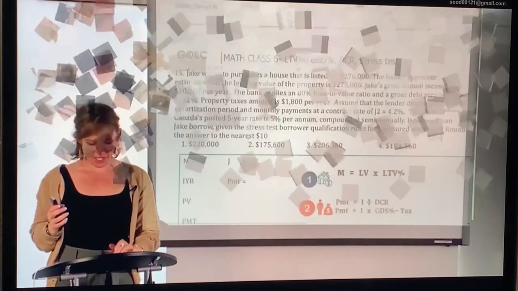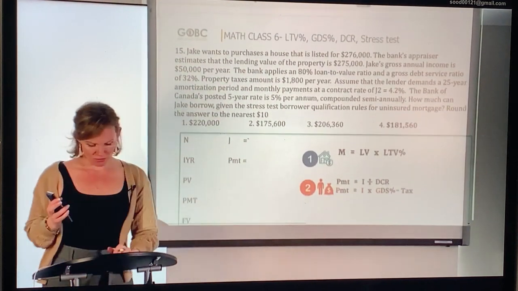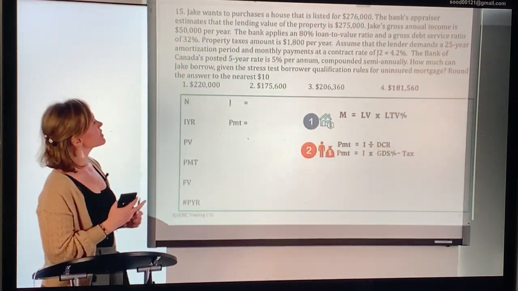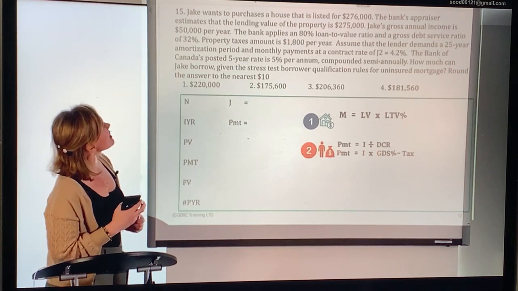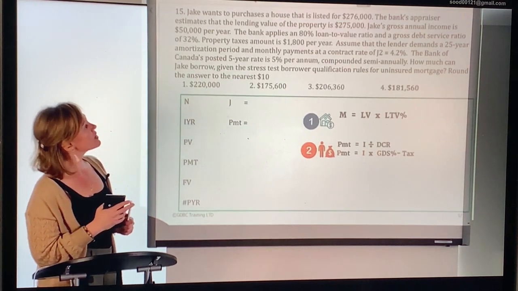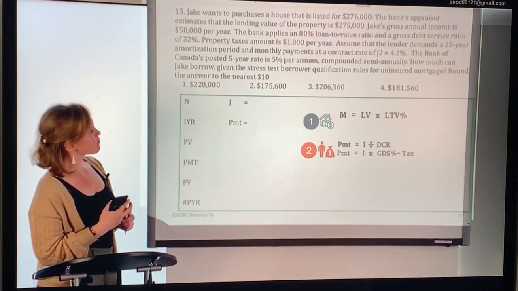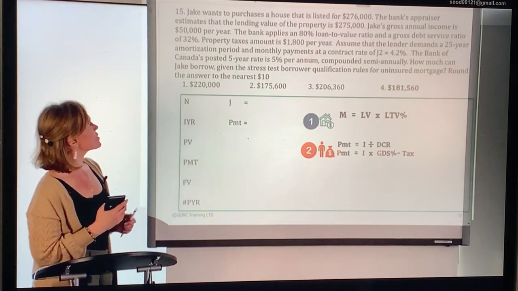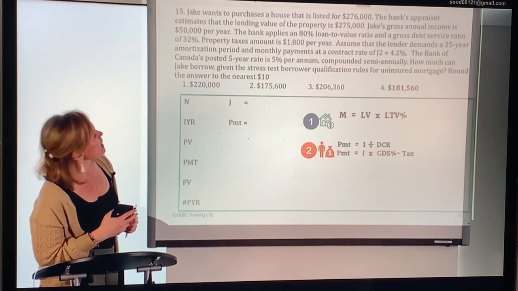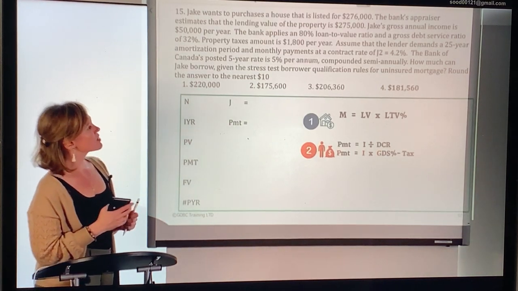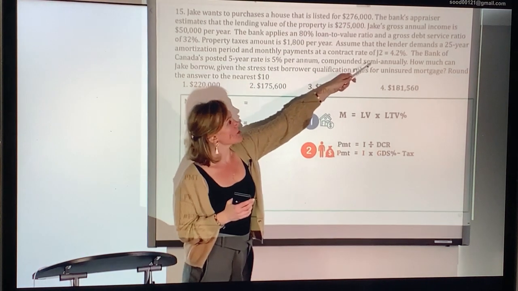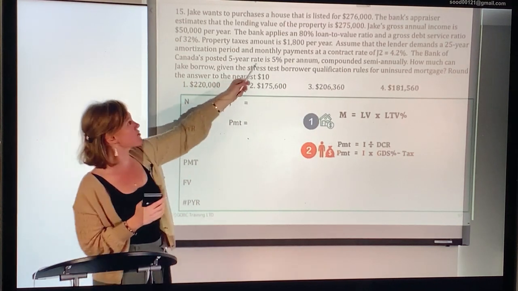Let's do one more. Okay. Jake wants to purchase a house that is listed for $276,000. The bank appraiser estimates that the lending value of the property is $275,000. We need that. Jake's gross annual income is $50,000 per year. The bank applies an 80% loan to value ratio, and the gross debt service ratio of 32. Taxes $1,800 per year. 25 years amortization. Monthly payments. Contract rate is J2 equals 4.2, and the Bank of Canada's posted 5-year rate is 5%.